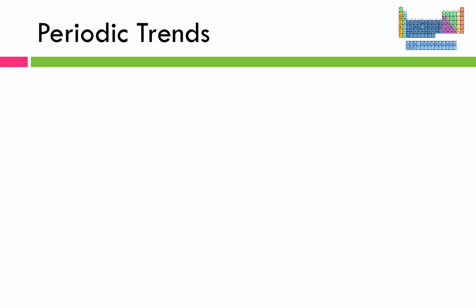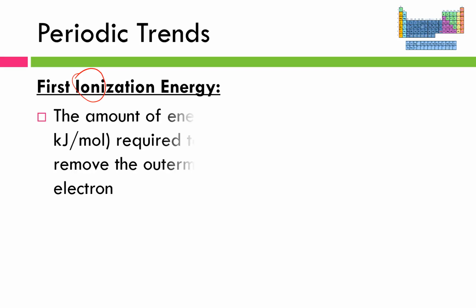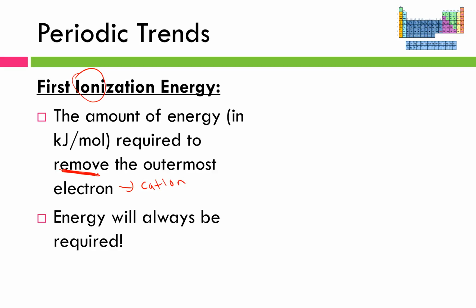The other trend we're going to cover today is first ionization energy. We know what the word ion means. Ions are atoms that have either lost or gained electrons, and as a result have a charge. In the case of first ionization energy, we're talking about the amount of energy that is required to remove the outermost electron. So in this case, an electron is being lost, and as a result, we form a cation, a positively charged ion.